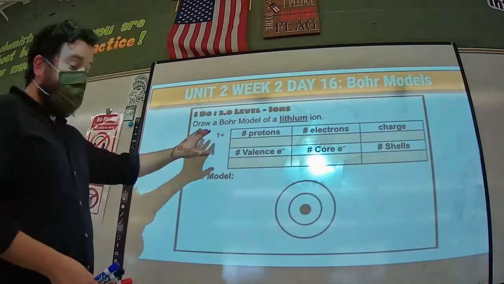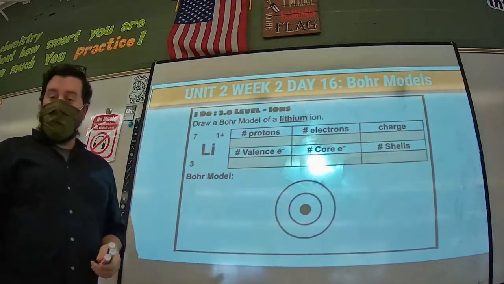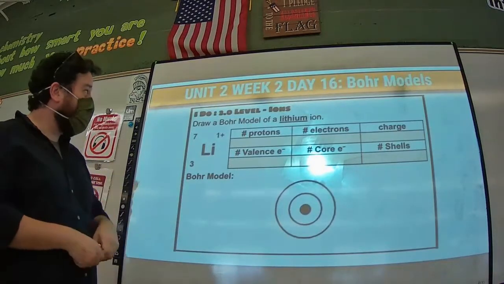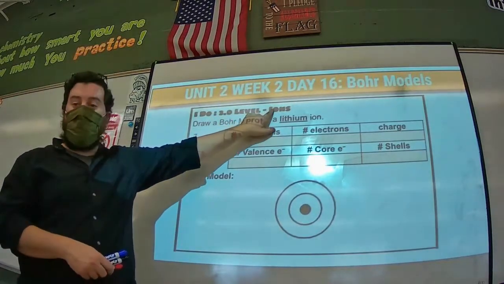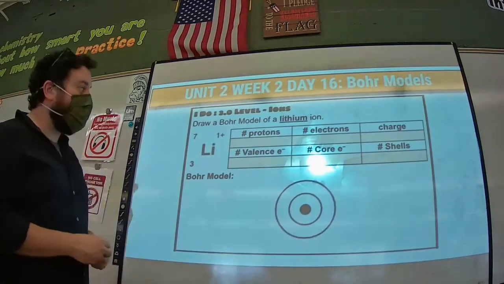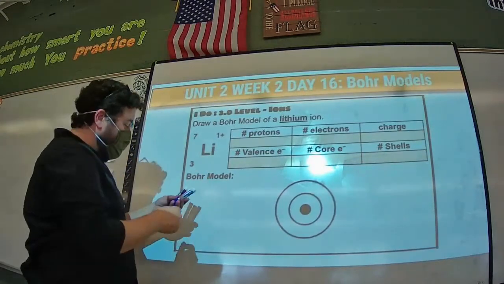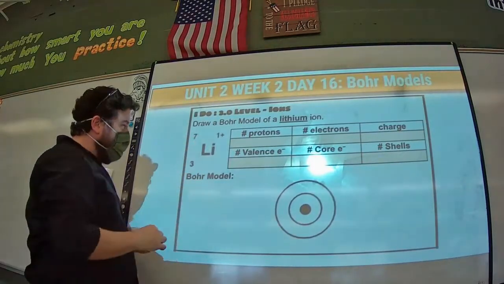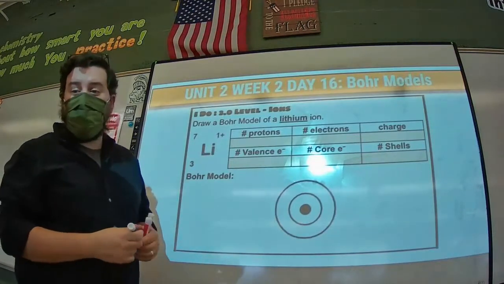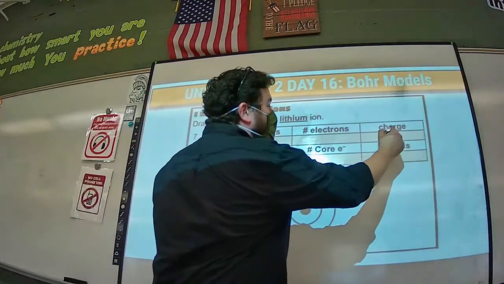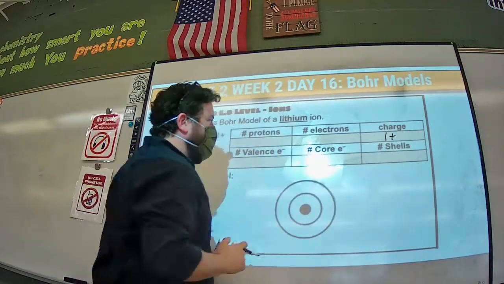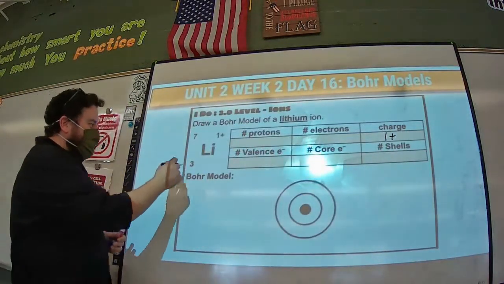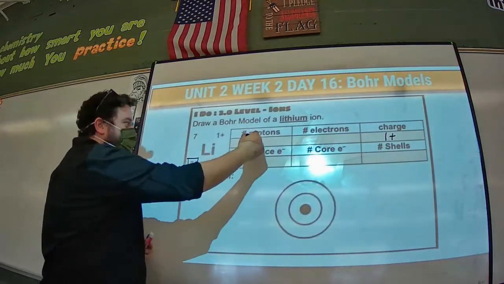I want to go over some of these 3.0 examples for you guys, and let's just go ahead and kick it off. The reason they are 3.0 is because they are ions, meaning they have a charge. So here's a lithium ion. It has a charge of 1 positive. So we can go ahead and fill in that part of our chart. 1 positive, or positive 1. And we know that lithium is element number 3, so it has 3 protons.